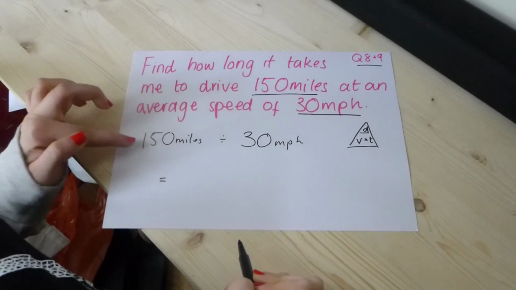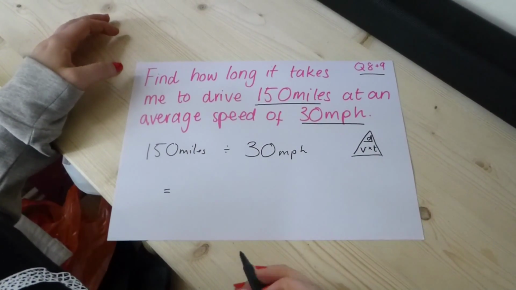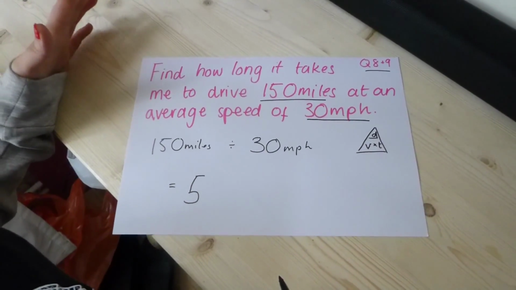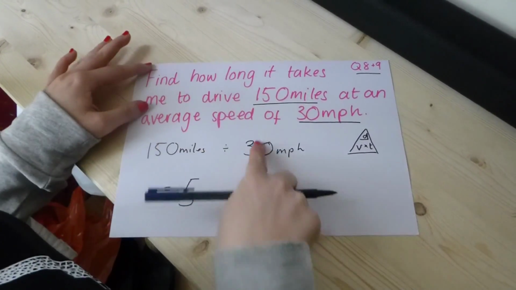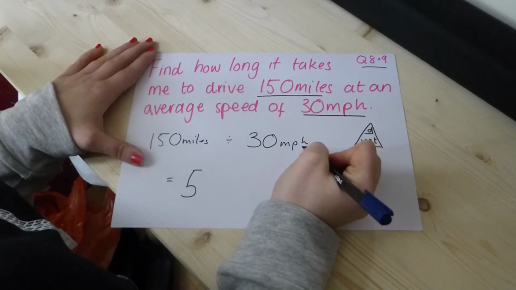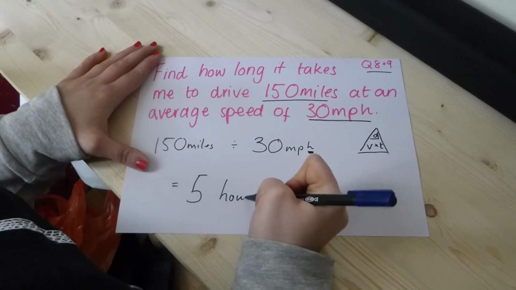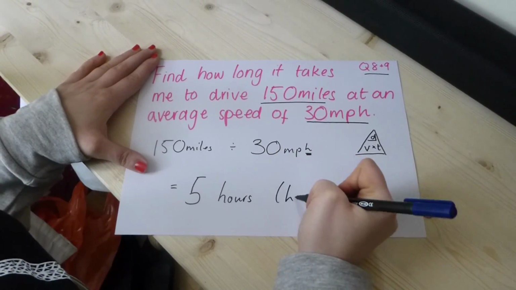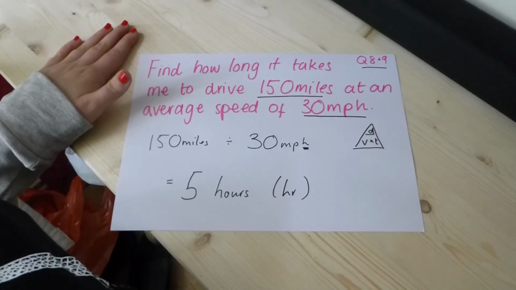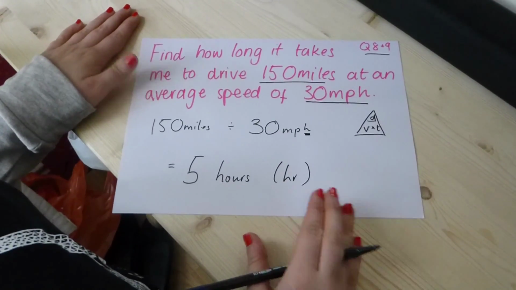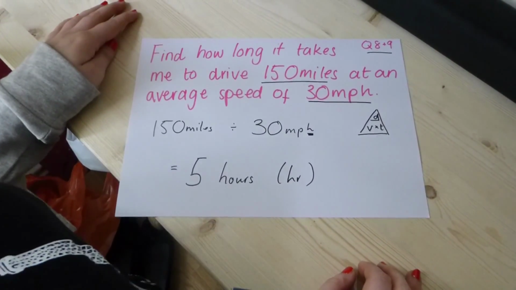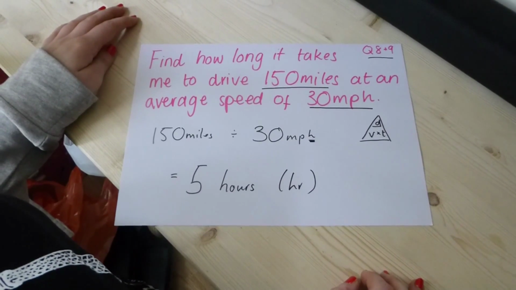Now I know that when I do 150 divided by 30, I get 5, but I need to figure out my units. If this is in miles and this is in miles per hour, and I'm looking for a time, then it's going to be in hours. Okay, so that will be my units, and you can just put that if you wish to on your homework. So have a go at question 8 and 9 now, and hopefully these 3 examples would have helped you with your homework. There's also an exam question for you to try as well, but you need to make sure you double check your units for that question. Good luck!